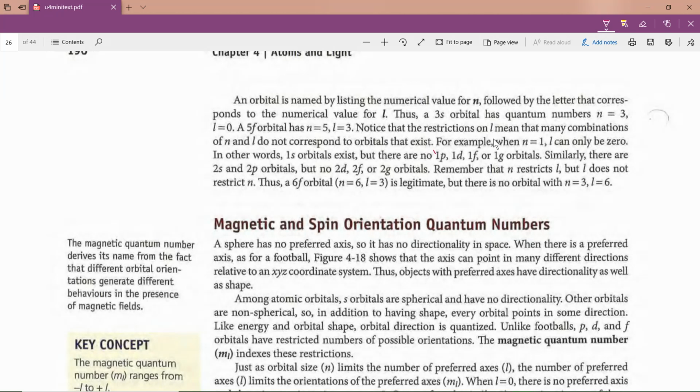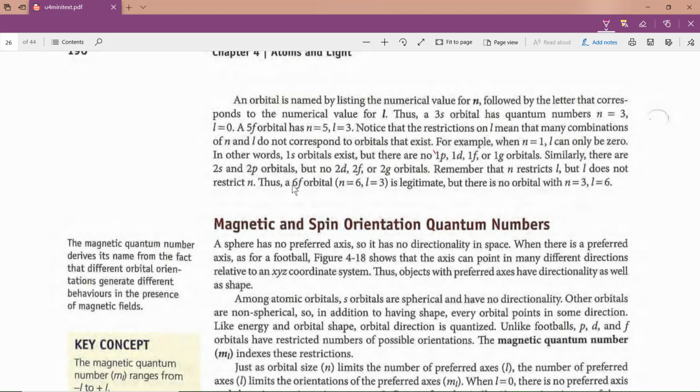1d is not valid. 1f is not valid. After f, by the way, it goes alphabetically. And 1g is not valid. 2s and 2p are good, right? Just a 2p orbital, n equals 2, L equals 1, that's allowed. n equals 2, L equals 0, that's allowed. n equals 2, L equals 2, that's not allowed. 2d, 2f, 2g orbitals, those aren't allowed. Remember, n restricts L, but L does not restrict n. So a 6f orbital, that's legal. n equals 6, L equals 3. But n equals 3, L equals 6, that's no good.